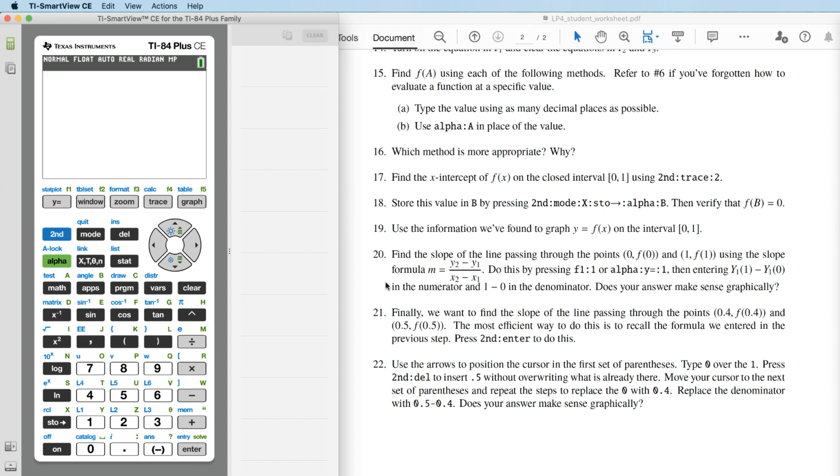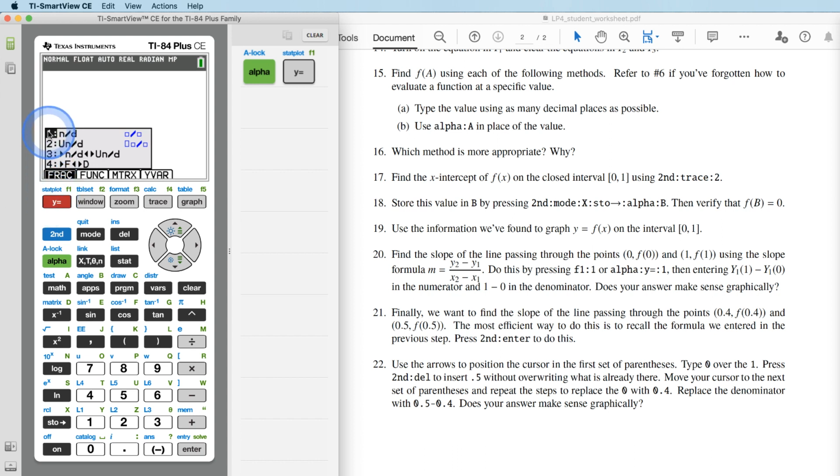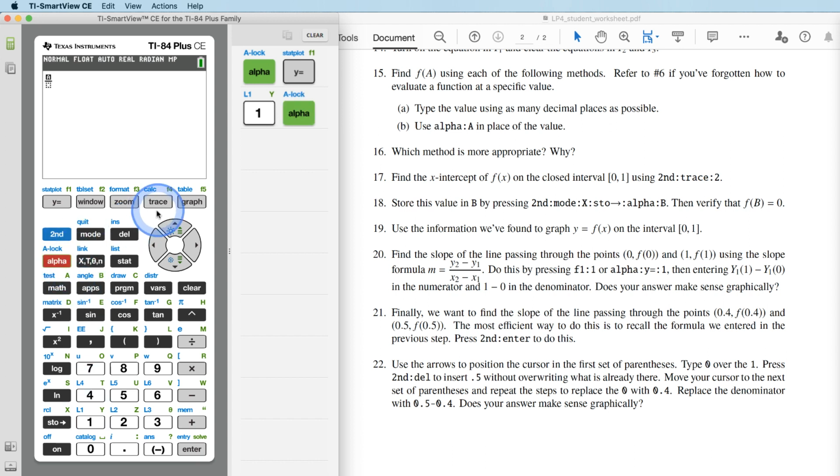So to bring up the fraction template, we're going to go into the F1 menu. So hit the green alpha button, F1, and then choose number 1 or just hit enter. The n over d is numerator over denominator. We get that little template that we can type into. So y2 minus y1 is really going to be f of 1 minus f of 0. So I'm going to use my F4 menu to get f of 1.